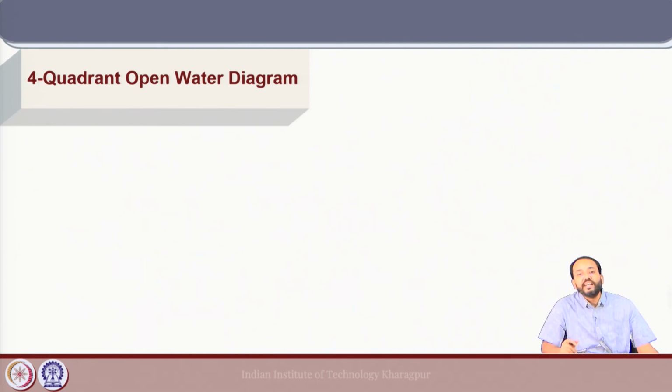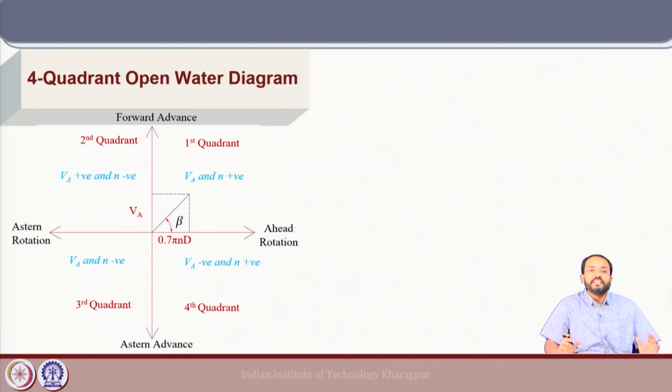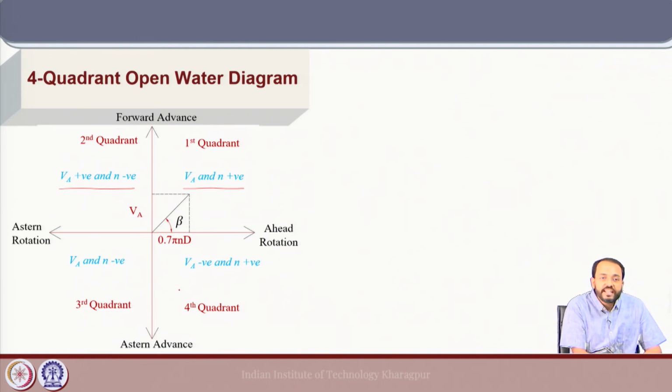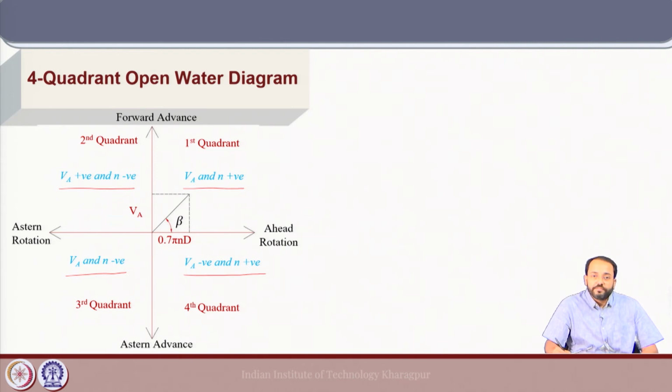So, if we combine all these diagrams together, this is what we have, the 4 quadrants of the open water diagram. We have still not shown the CT and CQ, but before that let us see all the components together. The first quadrant, VA and N both positive, the second quadrant VA positive, N negative, third quadrant VA and N both negative, and the fourth quadrant VA negative and N positive.